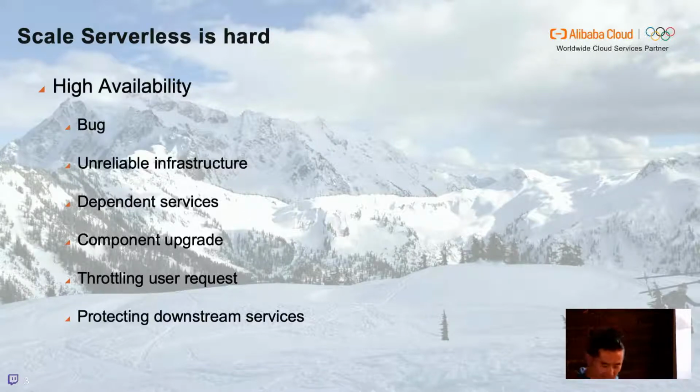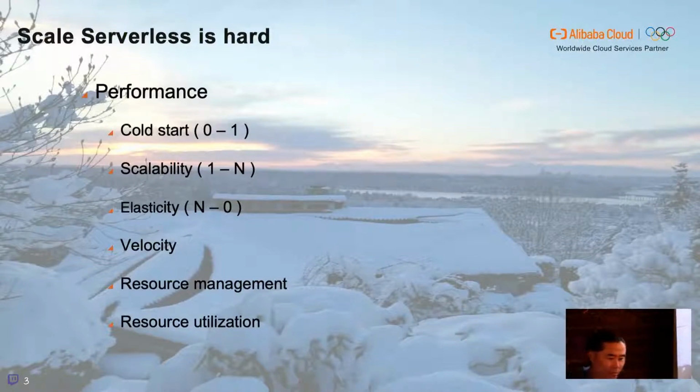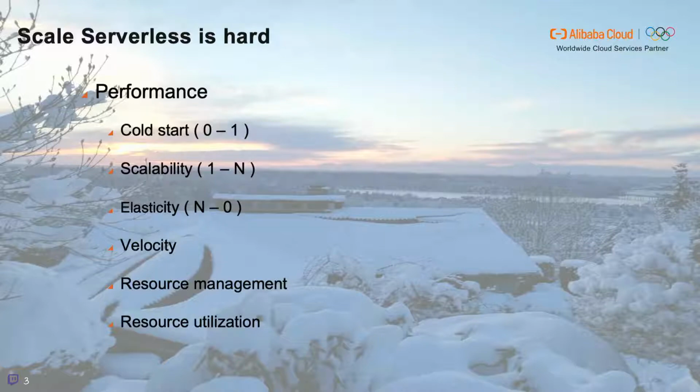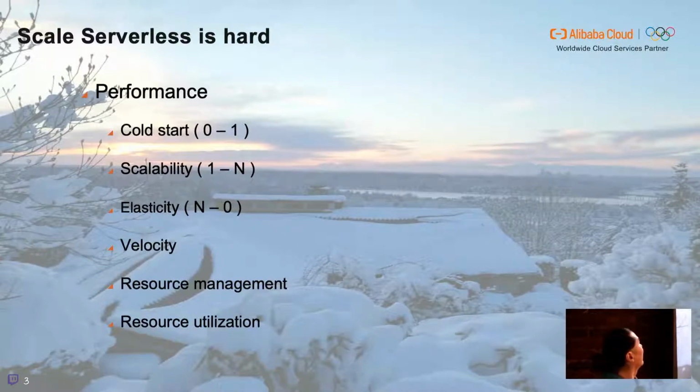If you're not scared of all the terrible thoughts I already gave you, there are more. Scale and serverless is hard. Performance and scalability go hand in hand, and if you want high performance, you have to scale more. The first thing many people complain about, even with AWS Lambda, is cold start. What does cold start mean?